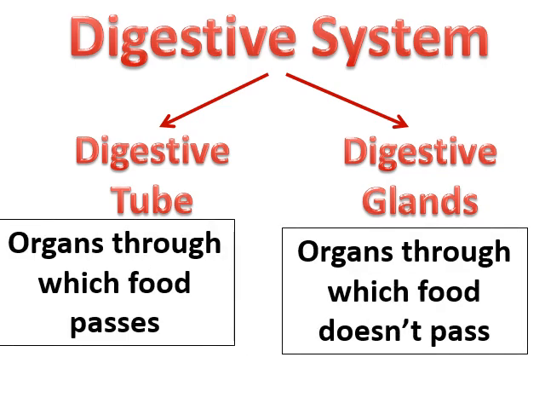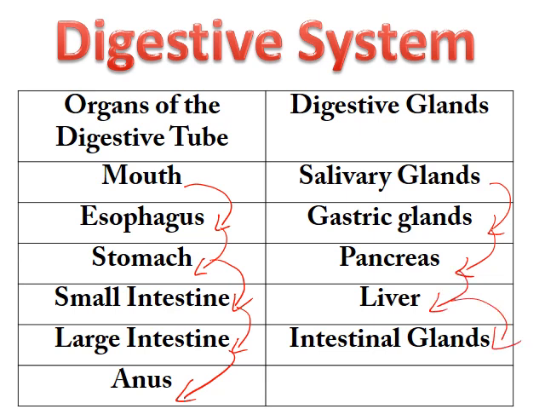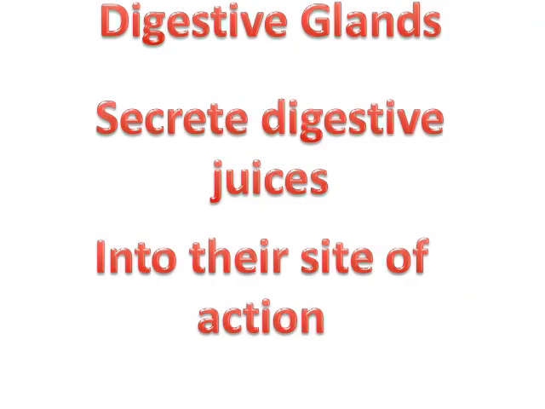What is the digestive tube? It's the organs through which food can pass, while digestive glands are organs through which food doesn't pass. Organs of the digestive tube: we have the mouth, then the esophagus, stomach, small intestine, large intestine, and finally the anus. Digestive glands: we have the salivary glands, gastric glands in the stomach, pancreas, liver, and intestinal glands.